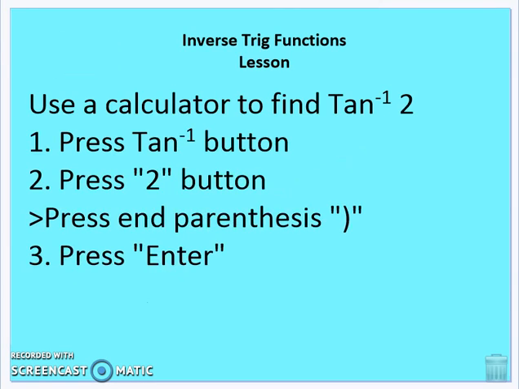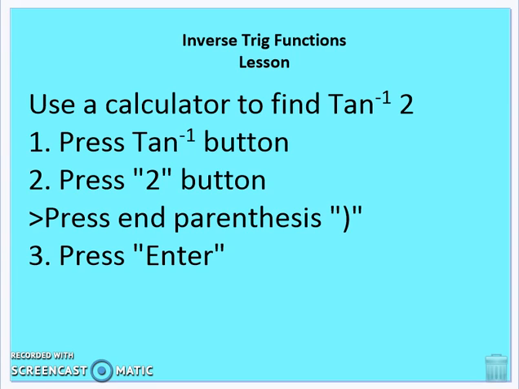What I want you to do is go into your calculator and find the inverse tangent button. Typically, for scientific calculators, there is a second button. You press the second button and then the inverse tangent function, then press 2, then parentheses and enter. Also make sure that you go into the mode section to determine whether your calculator is in radians or degrees. It doesn't matter at this point because I'm going to give you both answers.